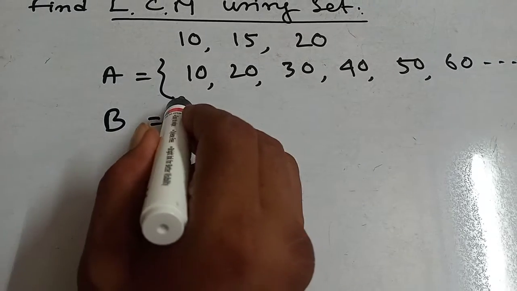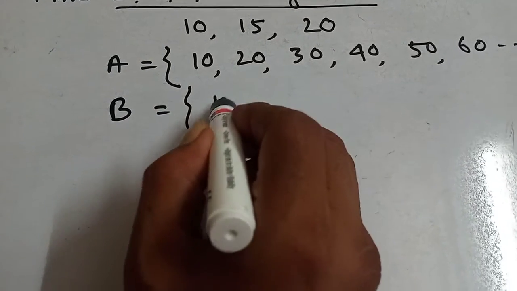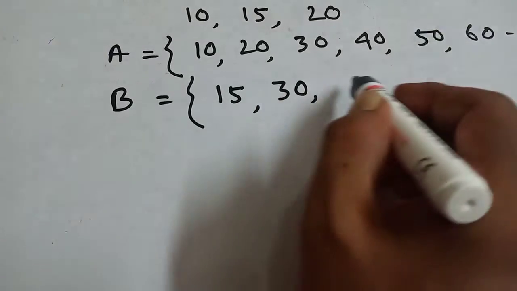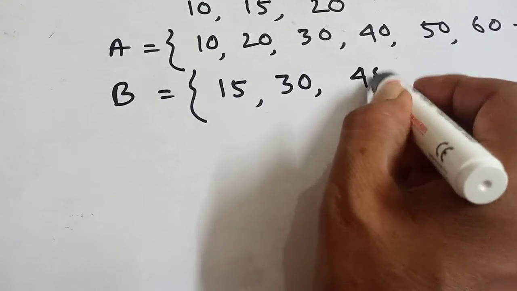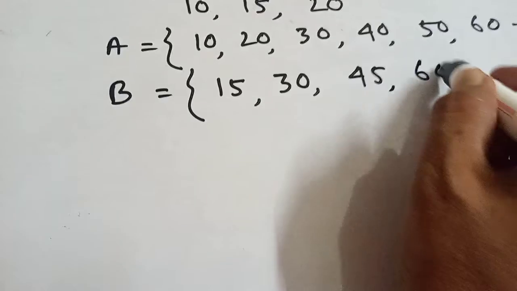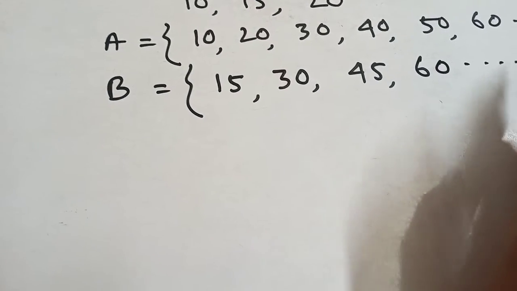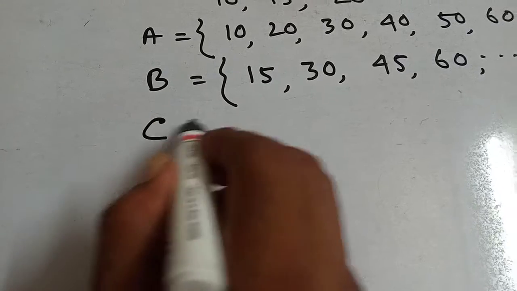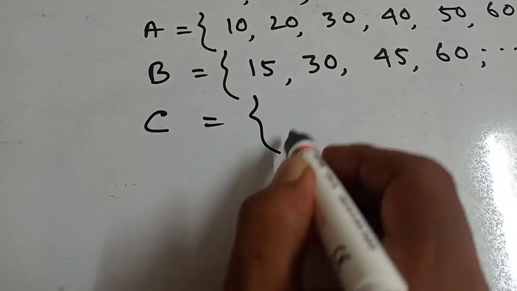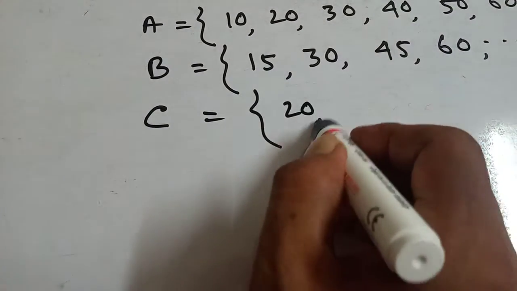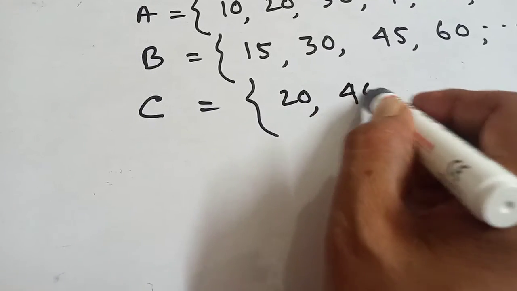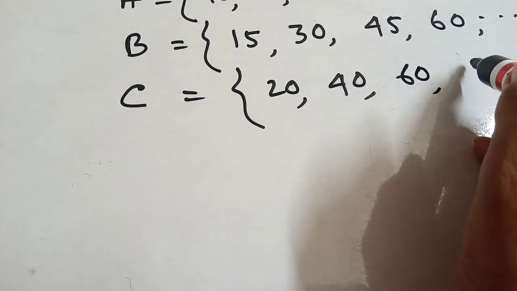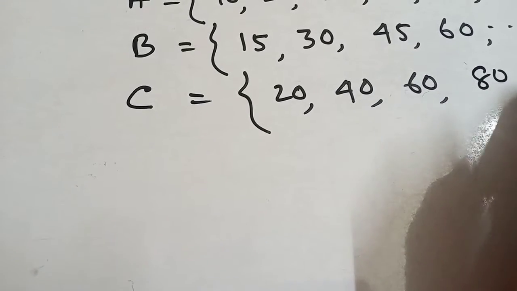Next, B set, multiple of 15: 15, 30, 45, 60. Now, multiple of 20: 20, 40, 60, 80.